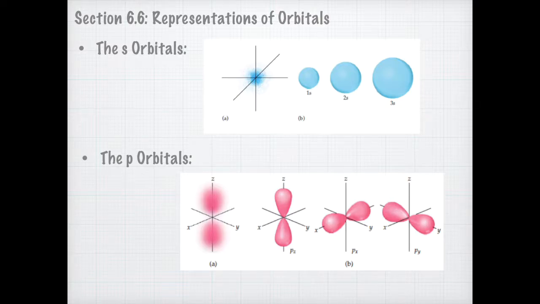If you look at the s orbital, you've got 1s, 2s, and 3s. 1 represents the principal energy level. S represents the sublevel. So 1s is a sublevel, 2s is a sublevel, 3s is a sublevel. For each of these sublevels, there is one orbital, meaning one 3D region where the electrons are most likely going to be found. For p, if you notice, there are three different p orbitals in that p sublevel.